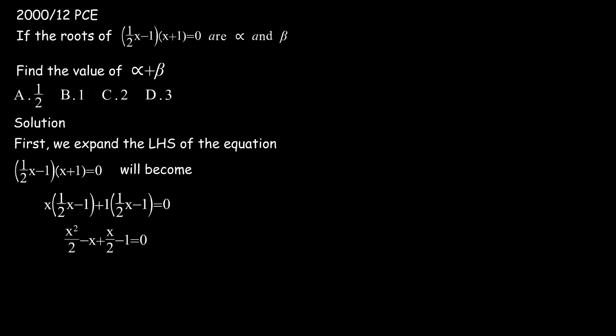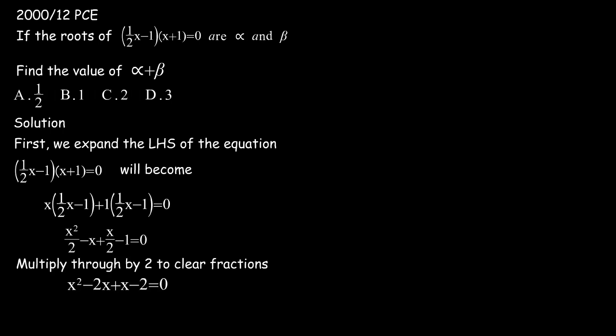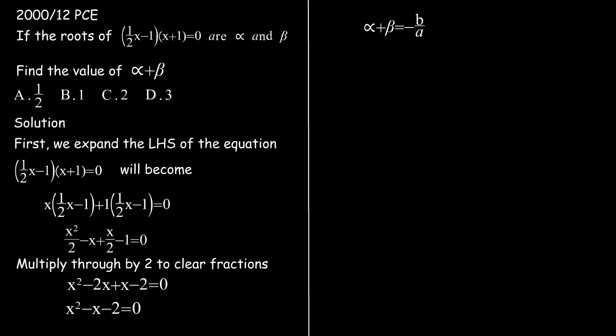Expanding the bracket, it becomes s square over 2 minus s plus s over 2 minus 1 is equal to 0. Now multiplying through by 2 to clear fractions, it becomes s square minus 2s plus s minus 2 is equal to 0. Simplifying further, it becomes s square minus s minus 2 is equal to 0. Now we know that alpha plus beta is equal to minus b over a, and from our quadratic equation, b is equal to minus 1 and a is equal to 1. So alpha plus beta will be equal to minus (minus 1) over 1, which is equal to 1, and the correct option is B.